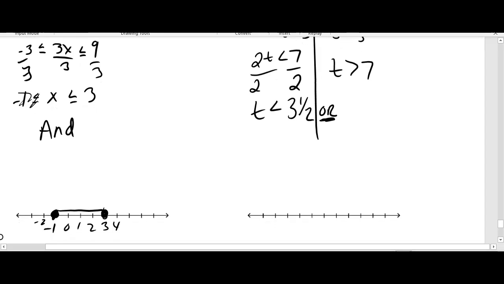So let's go 2, 3, 4, 5, 6, 7, 8. Less than 3.5, so it would be a circle in the middle here. It goes that way. Or t is greater than 7, circle, going that way. And that's how your solution would look.